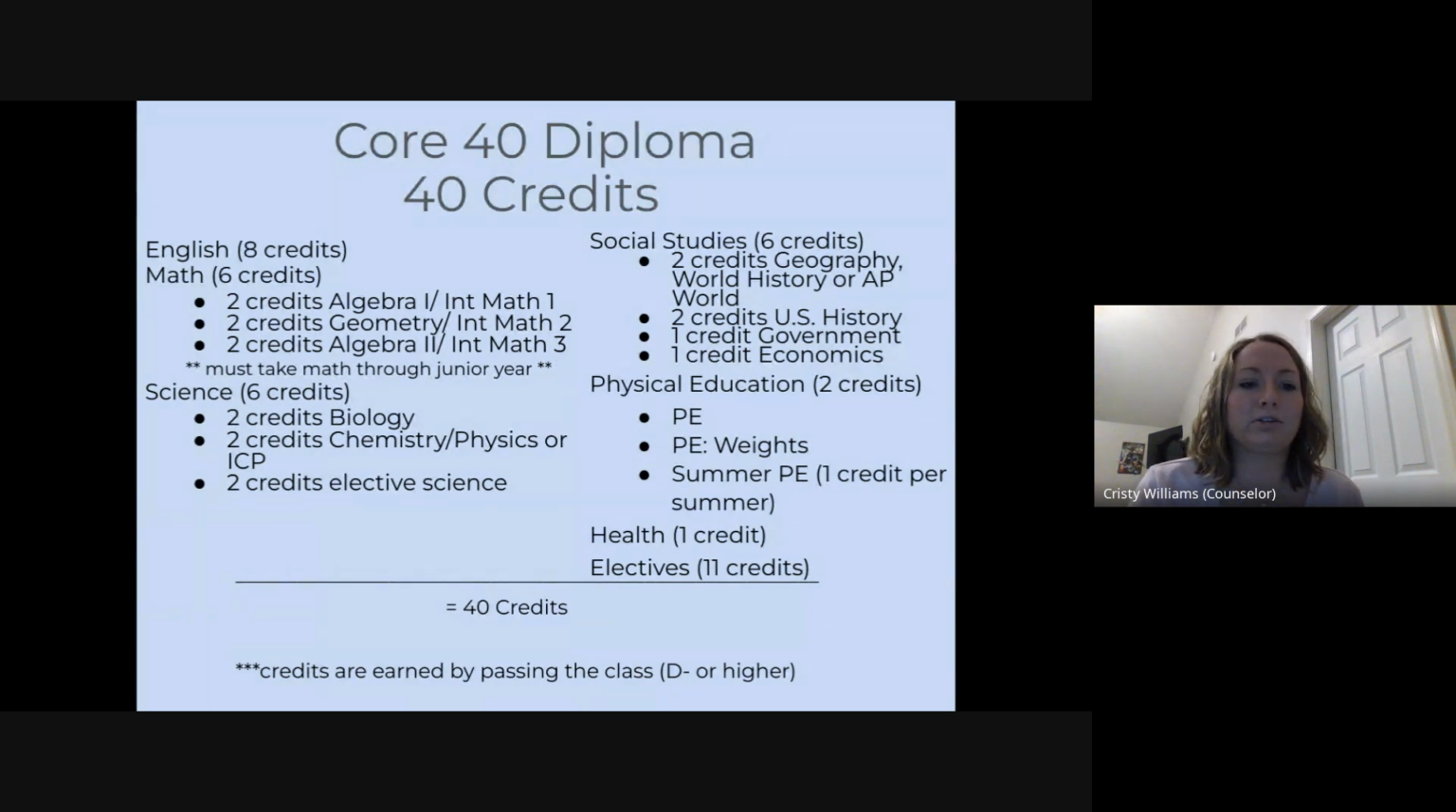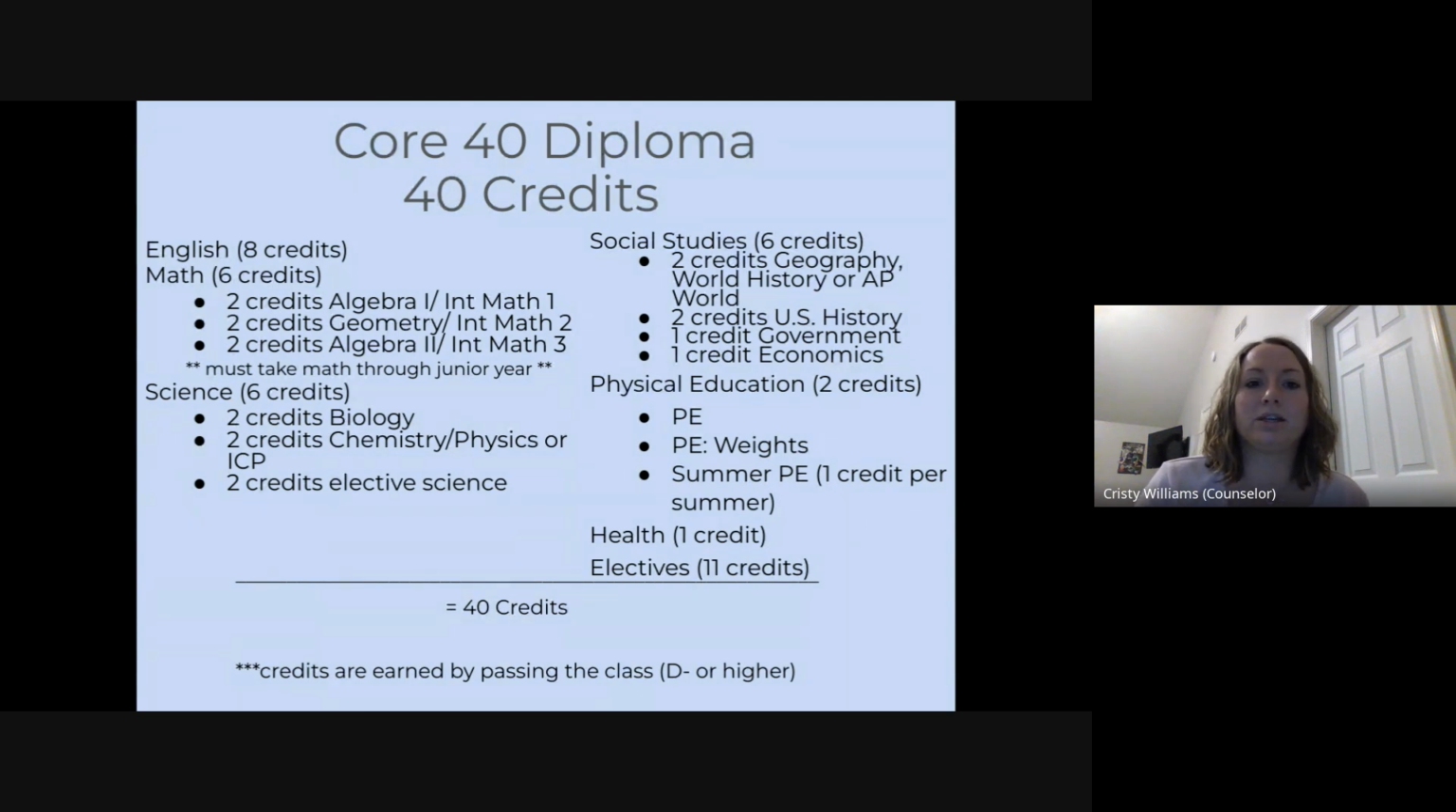All incoming freshmen will take biology. And then at some other point throughout high school, at their choosing and at our recommendations, they'll either take 2 credits in chemistry or physics or our integrated chemistry physics class. And then 2 credits of any other science class that we offer. We offer several. We'll go more in depth about that later on too.